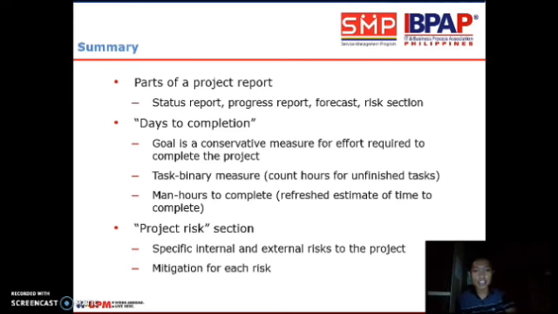Specific internal and external risks to the project. Mitigation for each risk. A project risk is an uncertain event that may or may not occur during a project. Contrary to our everyday idea of what risk means, a project risk could have either a negative or positive effect on progress towards project objectives.